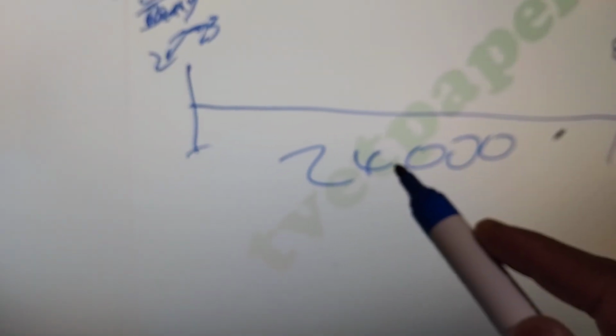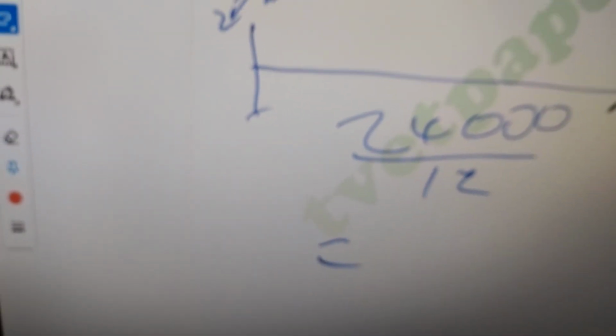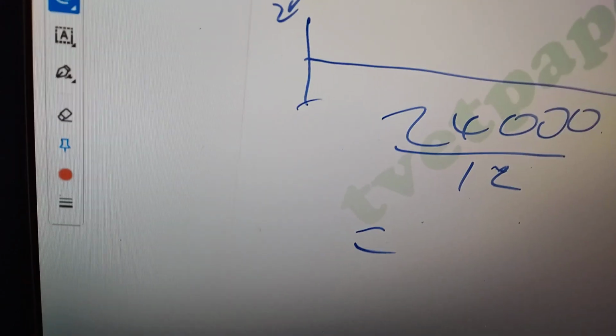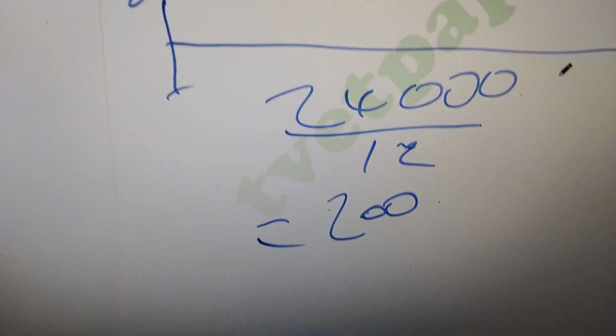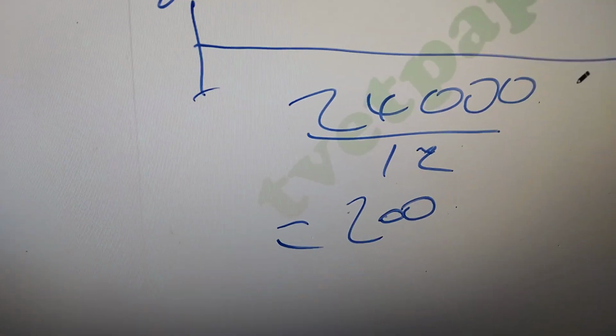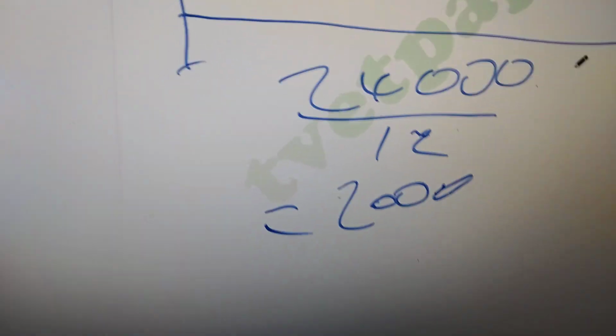It's annual. You divide it by 12. It doesn't mean that just because this is 15 months you will need to divide it by 15. No, you divide it by 12 because it's annual. Let's check. When we say 24,000 divided by 12, you get 2,000. Per month is 2,000 rand.